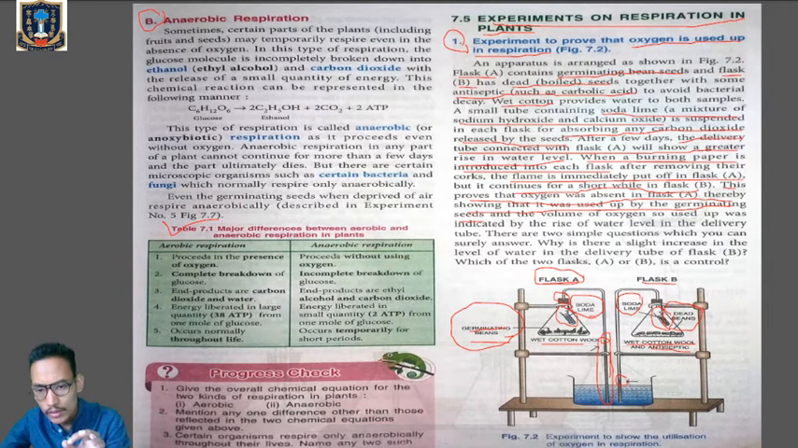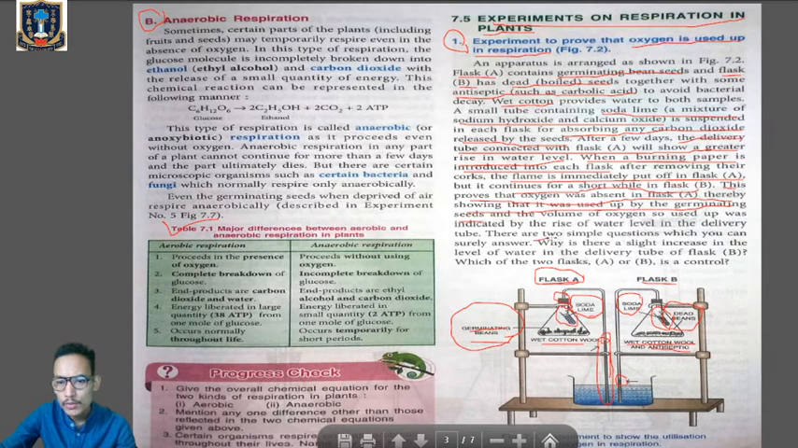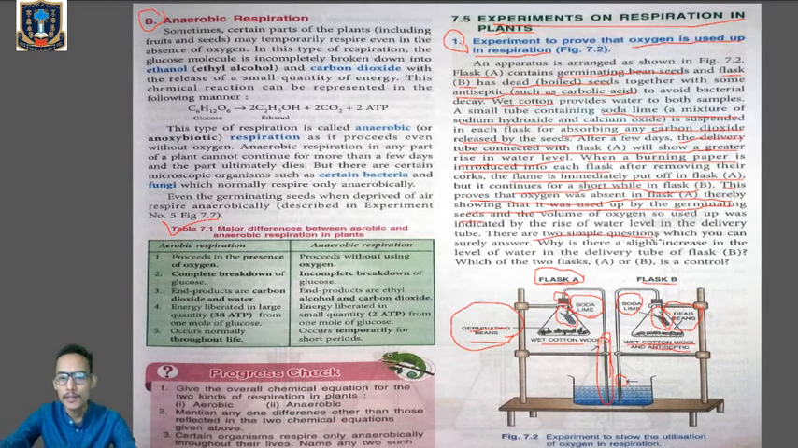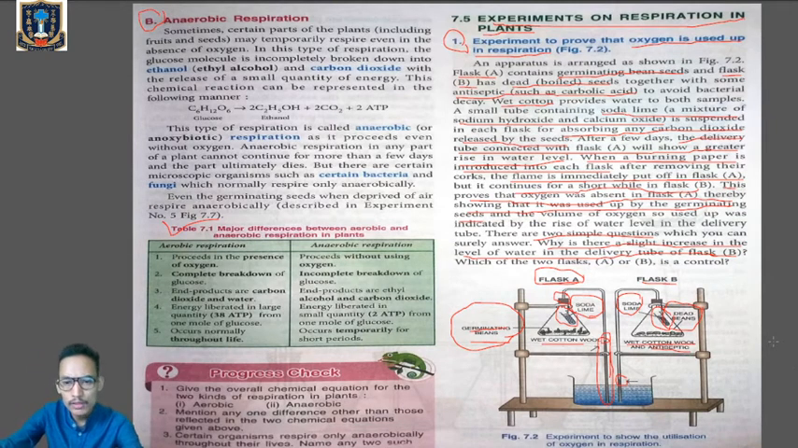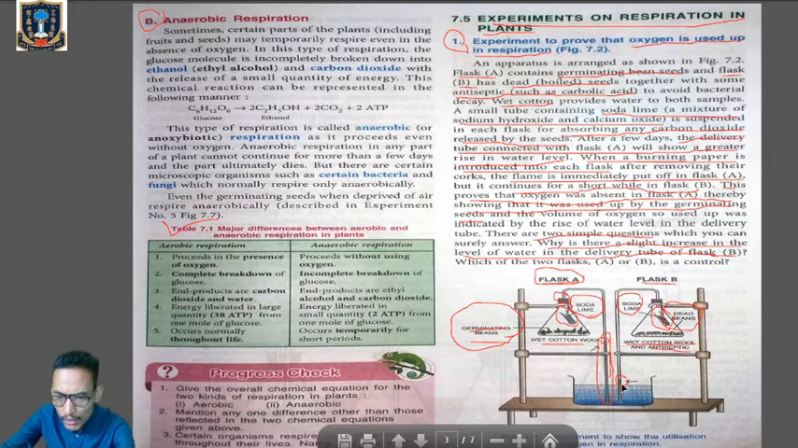Now over here the question comes, there are two simple questions which will come under this experiment. The first one is: why is there a slight increase in the level of water in the delivery tube of flask B? You can see over here that there is a slight increase in the level of water in flask B also, though there is no respiration in flask B, though there is no use of oxygen in flask B. But why are we observing the slight increase in the level of water in the delivery tube connected to flask B?